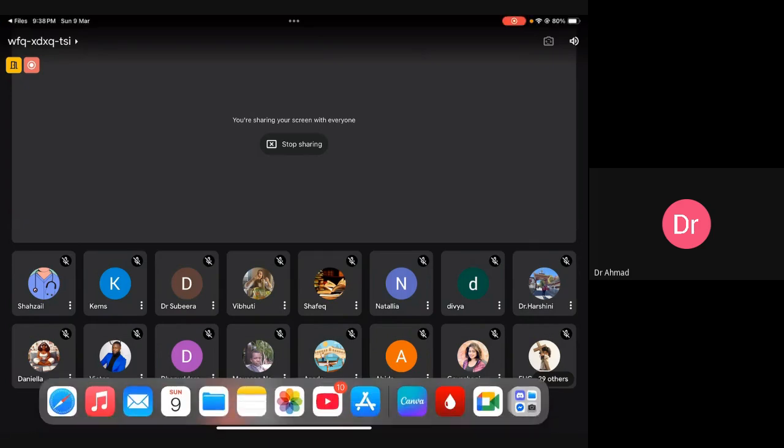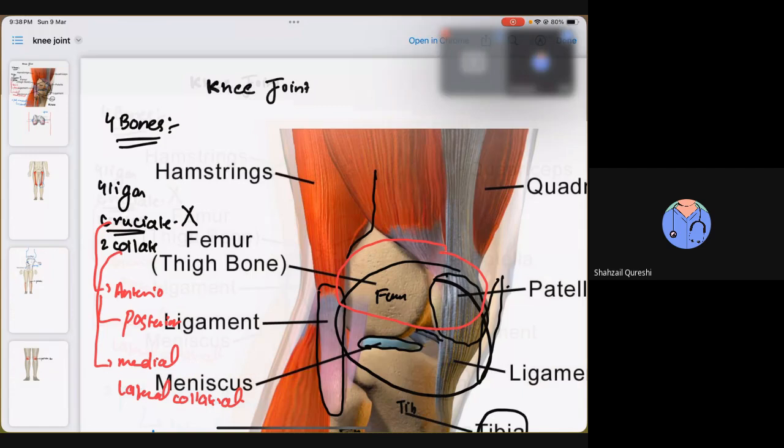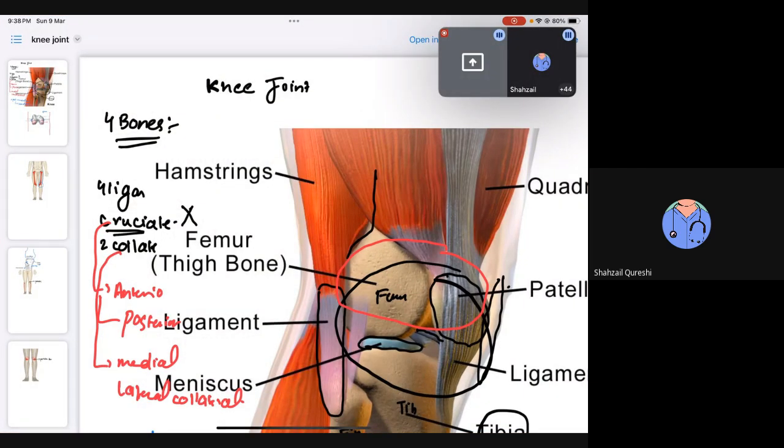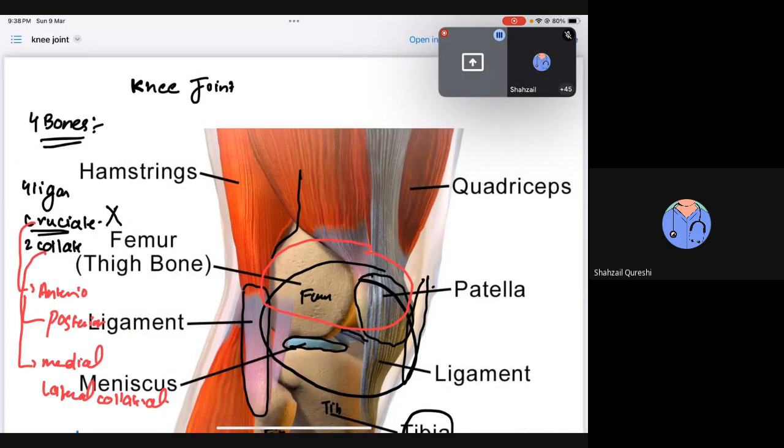Can you guys just see my screen? Hello? Yes, we can see. Okay, that's perfect.